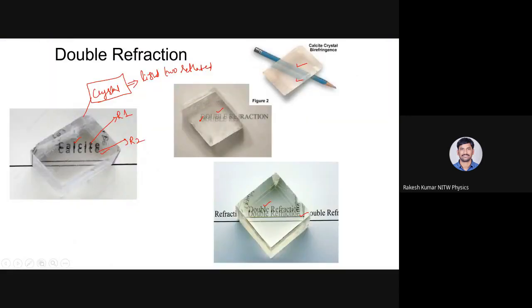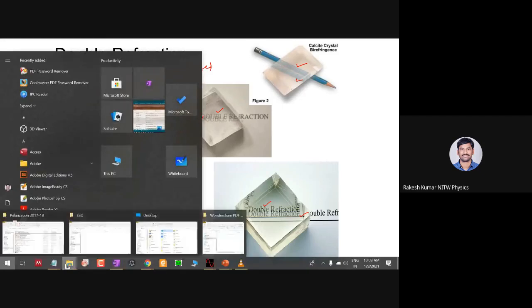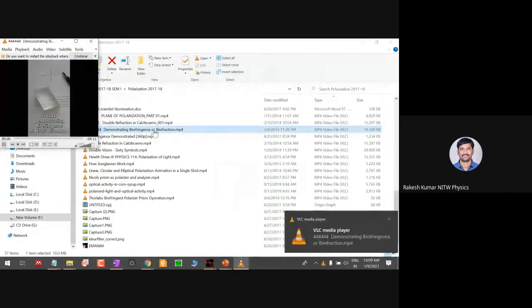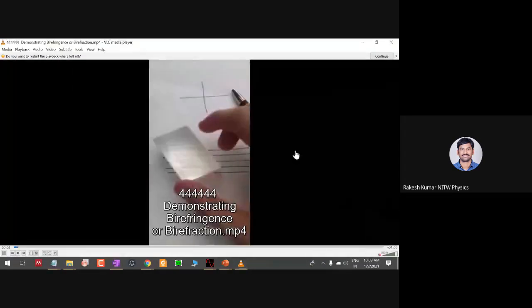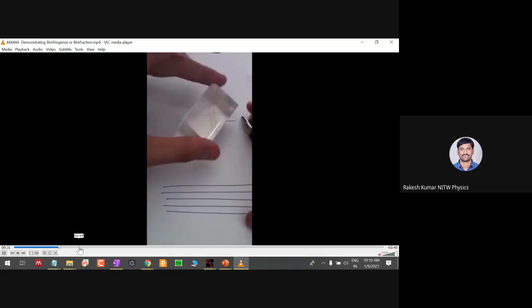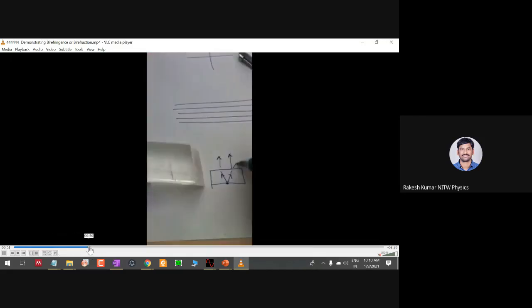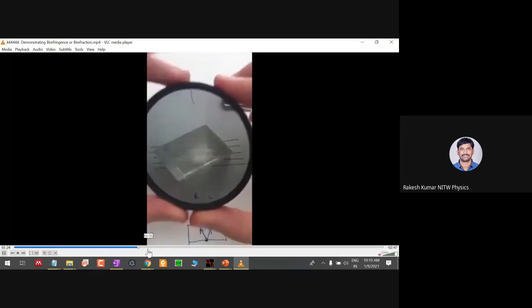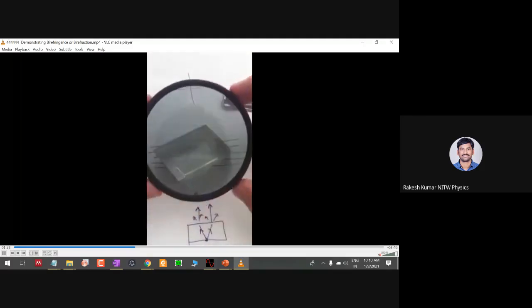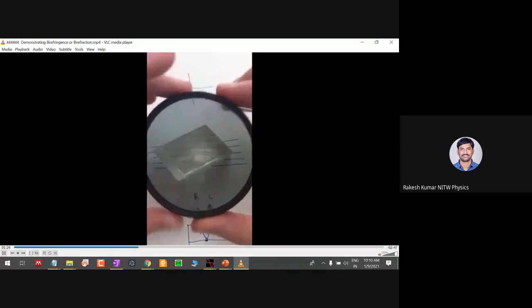Now we'll try to demonstrate how to identify which is ordinary and which is extraordinary. The same thing, a double refracting crystal here. You can see two lines of images. The same thing is demonstrated here in the same fashion. Now you can see two lines. The moment you keep the analyzer, you are going to see only one line. As you rotate, one line will disappear and the other will come into the picture.